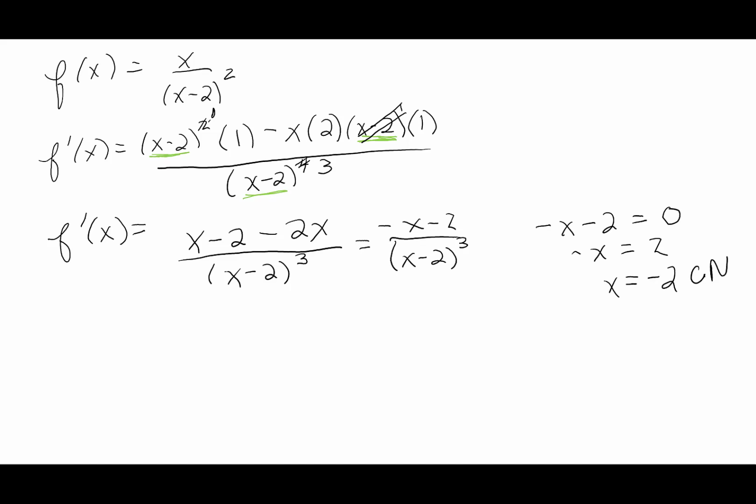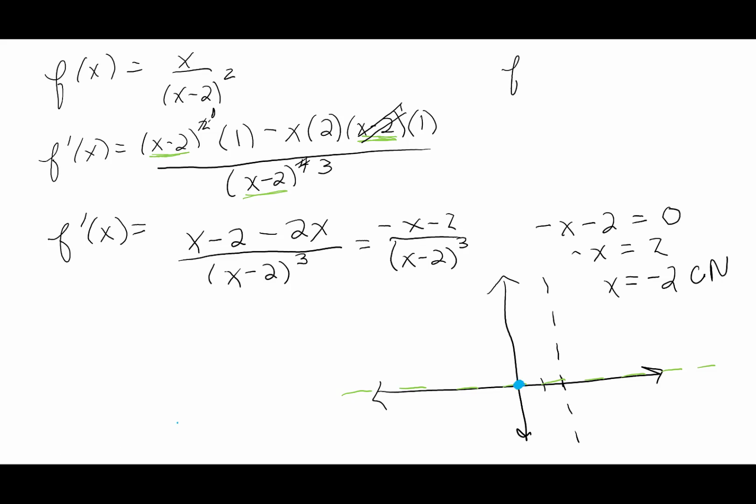So we have a potential max or min. Let's look at what we have so far. We said we have a vertical asymptote at x equals 2. We have a horizontal asymptote at y equals 0. And we have an x and y intercept at the origin. We have a critical number at x equals negative 2.